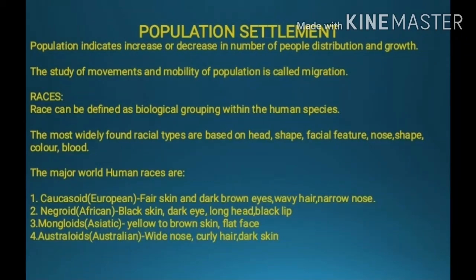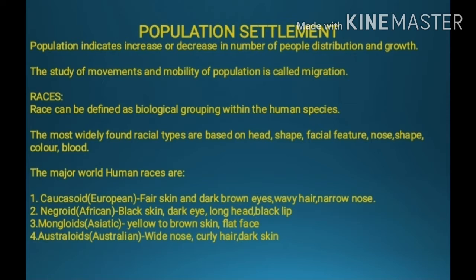Good morning, students. Today we are going to see in Geography Unit 3, Population and Settlement. So, what is population? Population indicates increase or decrease in number of people, distribution, and growth.